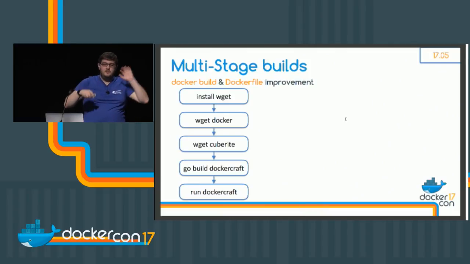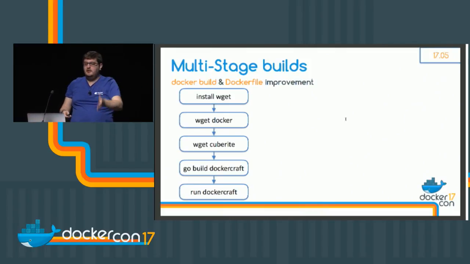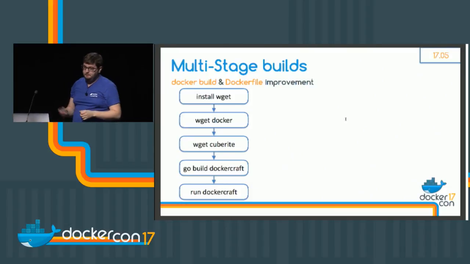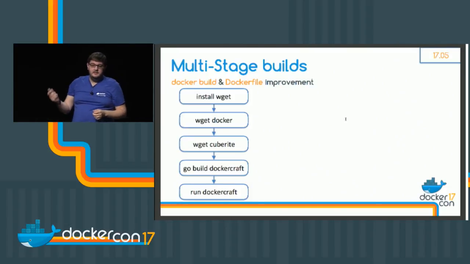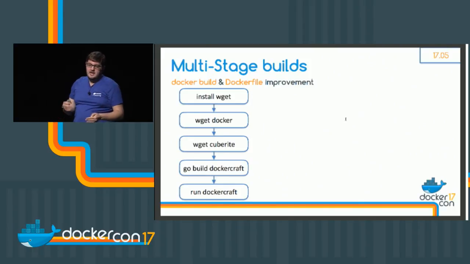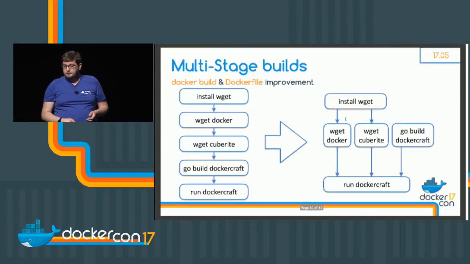The previous Dockerfile, the first Dockerfile I showed you, was really linear. I was installing wget and then Docker, Kuberite, Dockercraft, and explaining how to run it. Again, the issue here is, for example, if I want to update the version of Docker, it's going to force me to re-download Kuberite. And in this case, that makes no sense because the two are not related. So it's going to be a waste of time, and the image is going to be big in the end.